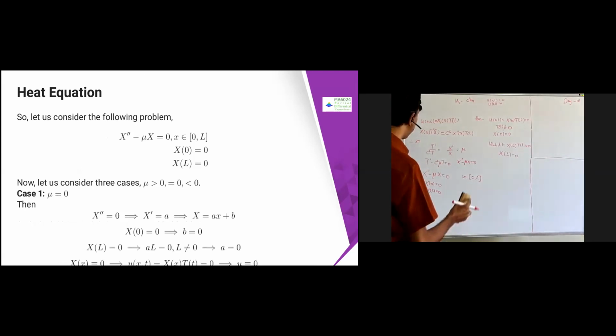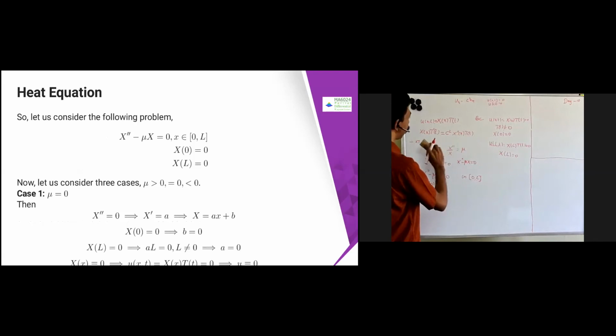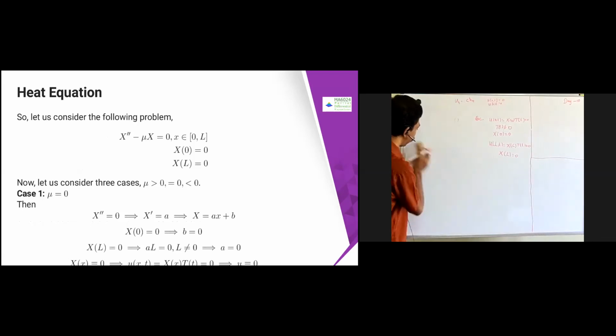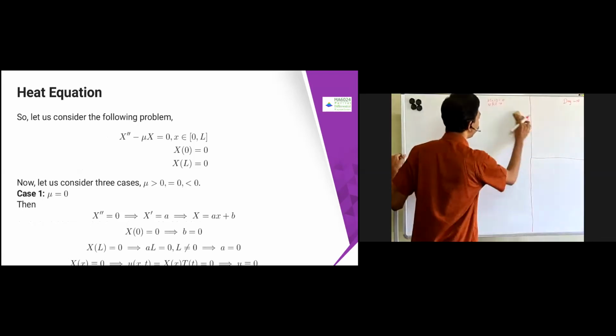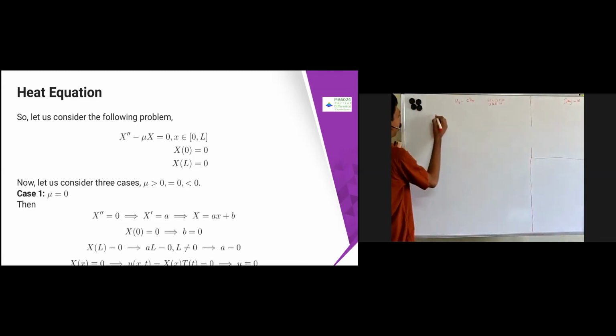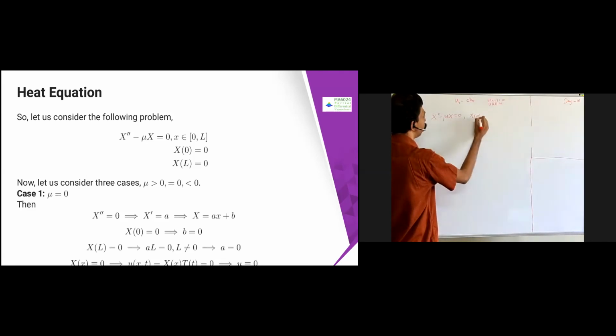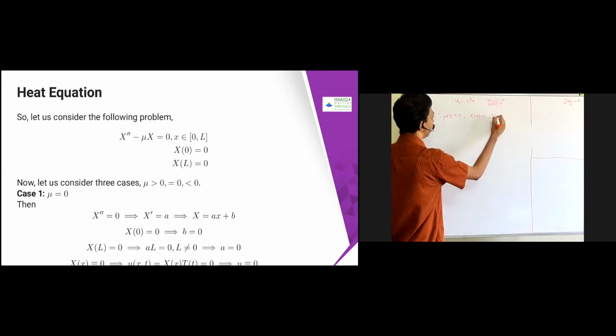Okay, so I'll just erase the rest of the things. I'll just erase this here. I'll just consider only this problem: x double dash minus mu x equal to 0, with x of 0 equal to 0 and x of l equal to 0.